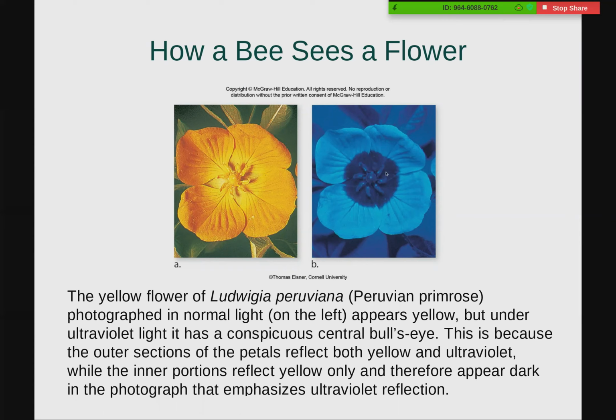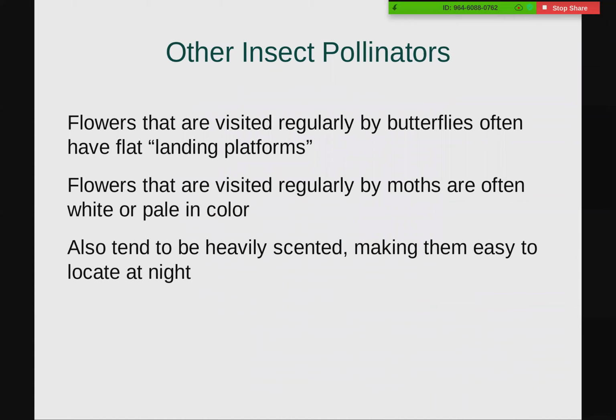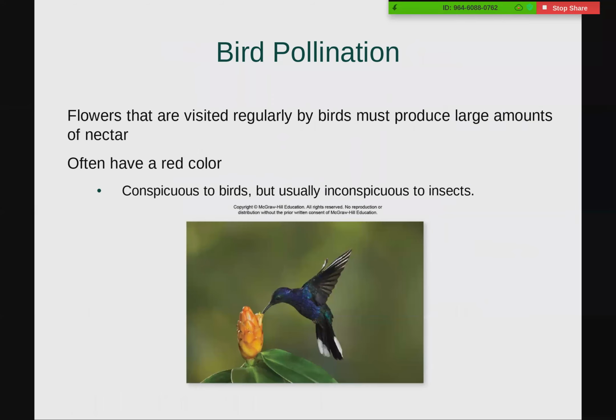Therefore, they appear darker to the bee, thus drawing the bee in to where the pollen is, where the nectar is. Thus, flower pollination can be successful. So bees are the most common, but there are many other types, including butterflies, moths, beetles, flies, and so on and so forth.